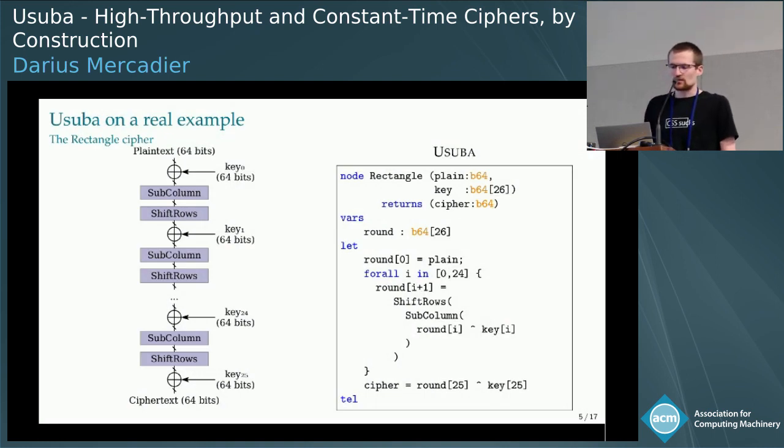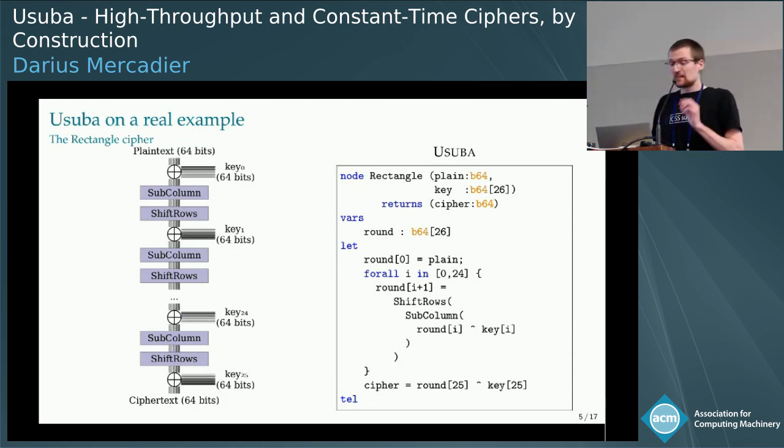Now let's zoom in on the components of Rectangle, so ShiftRows and SubColumn, to see a bit more how our language works and how ciphers work in general. Oh, sorry. I wanted to say, keep in mind that our 64-bit input becomes 64 variables. Usuba allows you to write it as just a single variable and will expand it for you, so you don't have to bother with so many variables in your program.